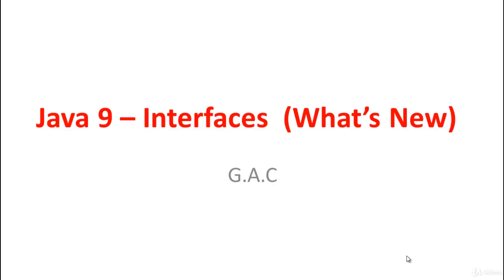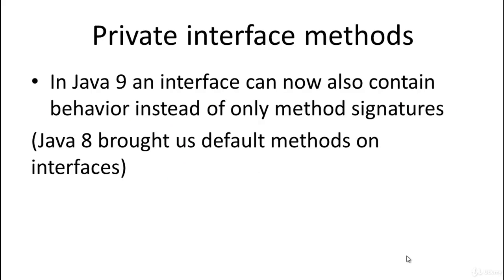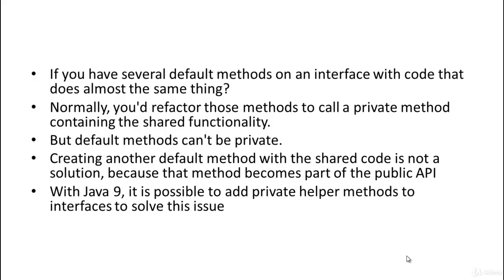So if we go back again, in Java 9, an interface can now also contain behavior instead of only method signatures. In Java 8, default methods were introduced, and there was a problem. If you have several default methods on the interface with code that does almost the same thing, there was no proper way to refactor. Normally we can refactor by creating a private method, but in Java 8 it is not possible to have a private method inside the interface to share the functionality.